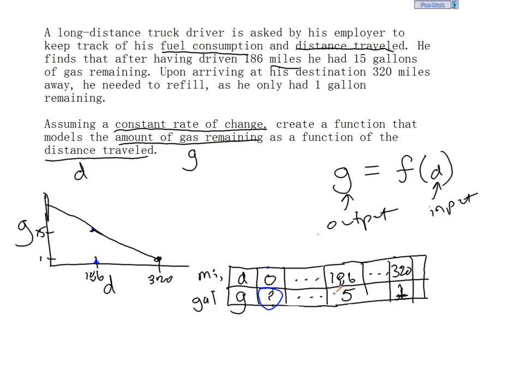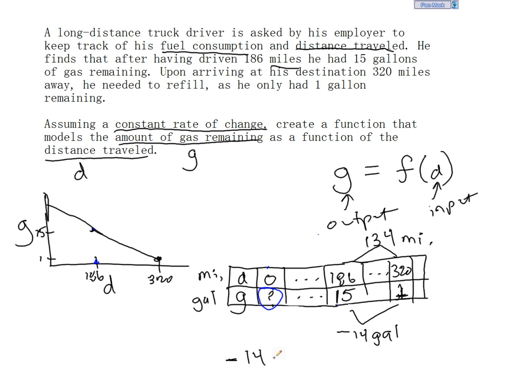Slight correction, the gallons should actually be 15 at 186 miles, and after 320 miles, the gallons should be 1. So we actually decreased by 14 gallons, and we do that over the course of this difference. We've driven 134 more miles, and the ratio of our output to input is actually, a lot of people would want to do 134 divided by negative 14, but this is our output value.